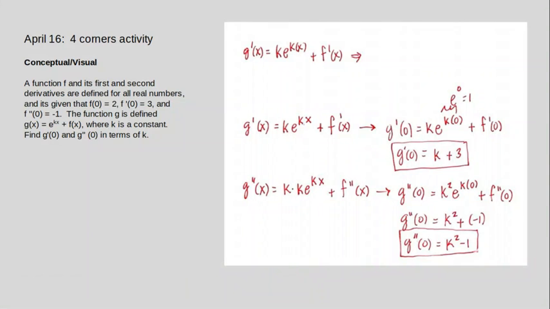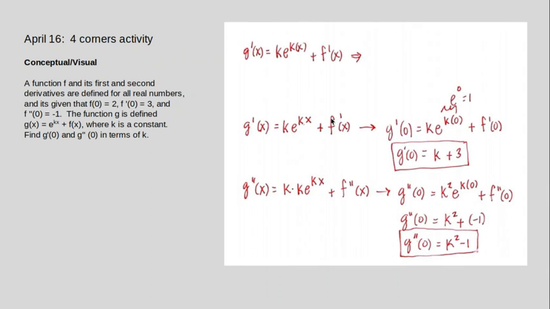I'm going to start in the lower right hand corner with a conceptual visual problem. So the original function was g of x equals e to the kx plus f of x. The first derivative would be up here, k times e to the kx. The k is the derivative of the exponent, so there you're using the chain rule essentially. Add to that f prime of x.